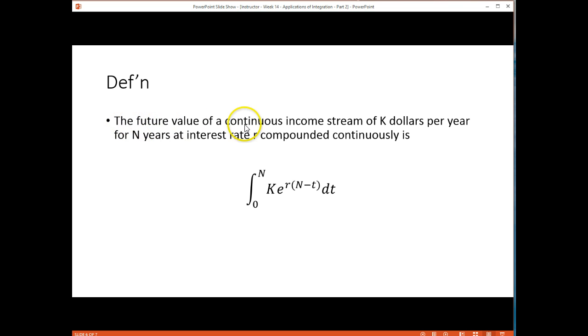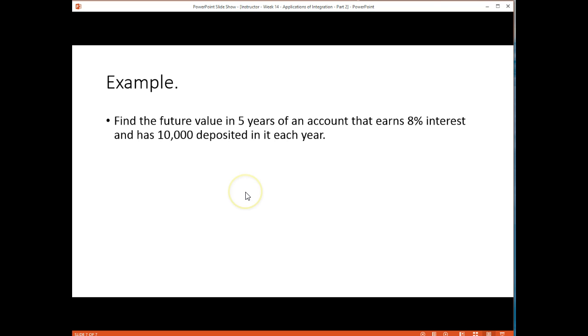Our definition: the future value of a continuous income stream of K dollars per year. So we're going to assume we're investing the same amount each year for n years at an interest rate r compounded continuously is this integral. Integral from 0 to n. So I'm starting at time 0 and going n years into the future. I'm investing K dollars per year, so the same amount, times e. r is my continuously compounded interest rate to the n minus t power, and I'm going to integrate this with respect to time. Let's see how this works.